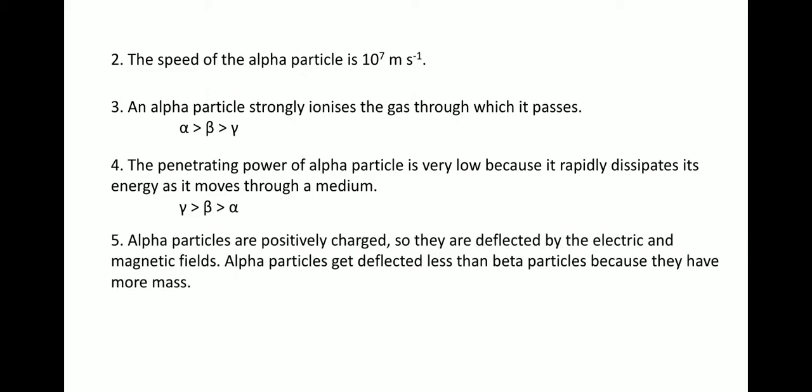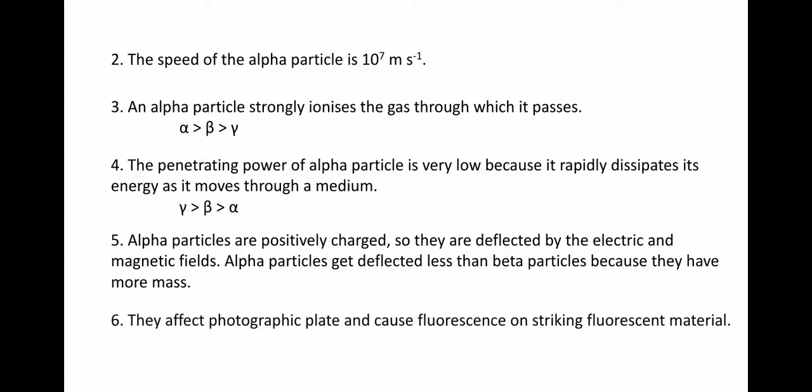Number 5, alpha particles are positively charged, so they are deflected by the electric and magnetic fields. Alpha particles get deflected less than beta particles because they have more mass. As you had seen in the figure, the alpha particles get deflected less compared to beta particles because alpha particles have more mass compared to the beta particles.